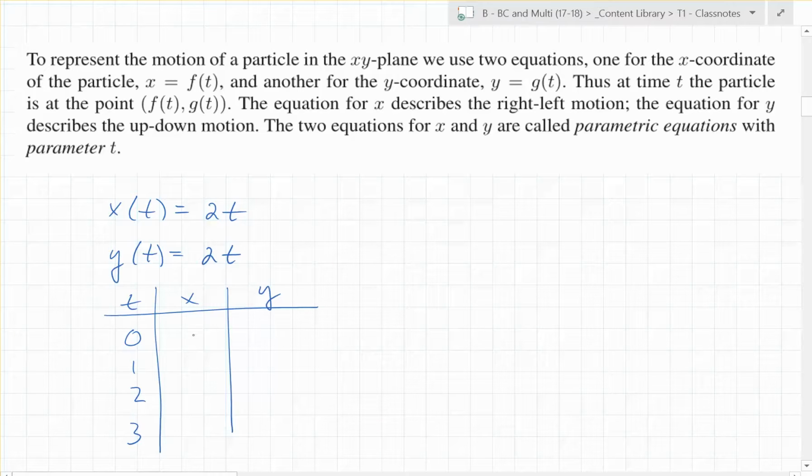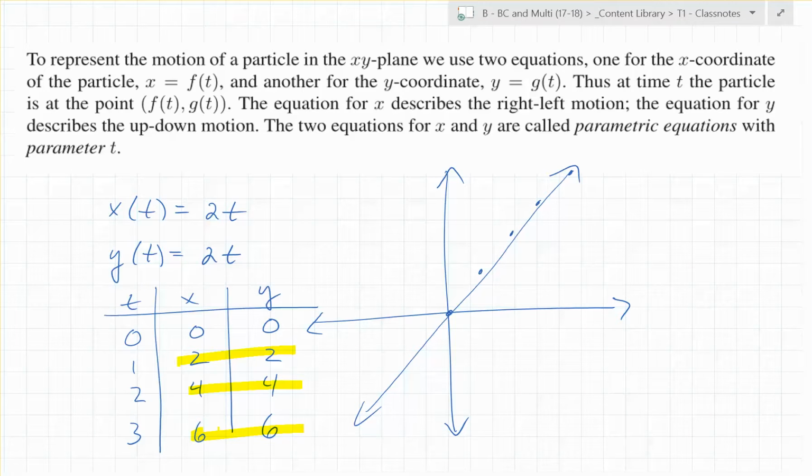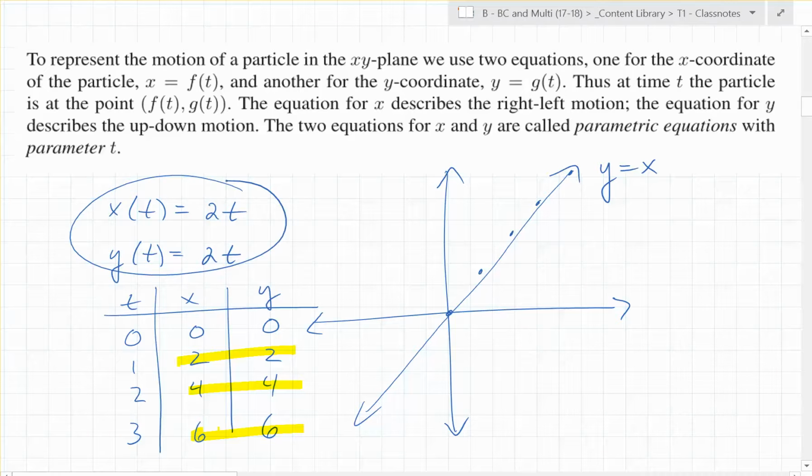What's x going to be? 0, 0, then 2, 2, 4, 4, and 6, 6. So if you plotted these points, what do you get? What is that line actually? y is equal to 2x? These are the same, aren't they? So the equation is y equals x. So this is one of the infinite number of ways you could write the line y equals x.